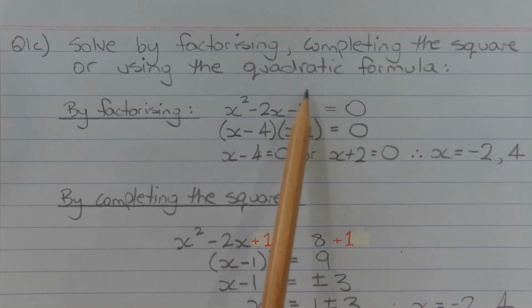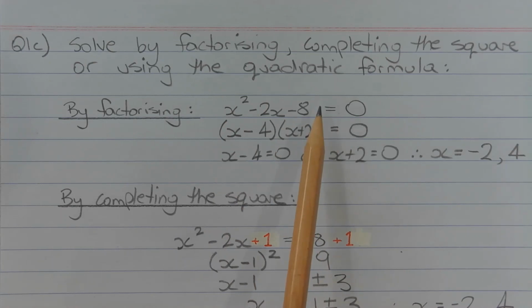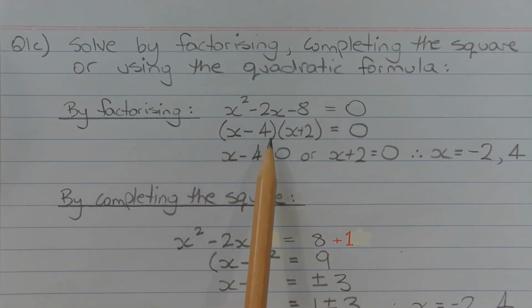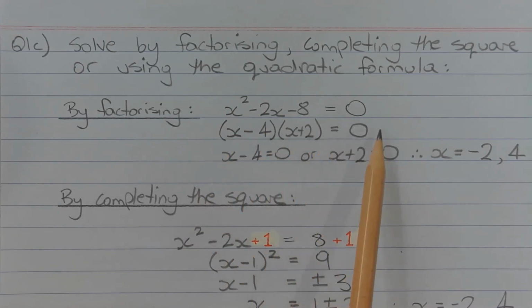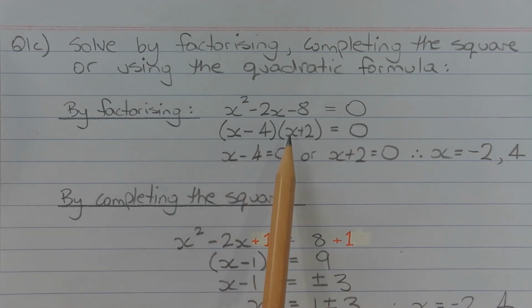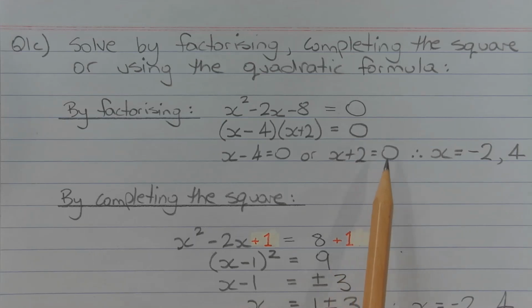So expressing the left-hand side of the equation in factor form, we get (x minus 4) times (x plus 2) is equal to 0, which gives rise to two cases, that is, x minus 4 is equal to 0 or x plus 2 is equal to 0, and therefore x is equal to negative 2 or x is equal to 4.